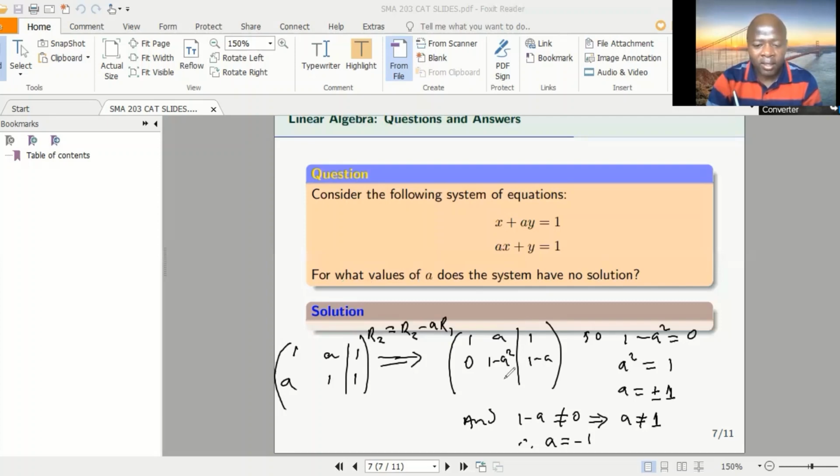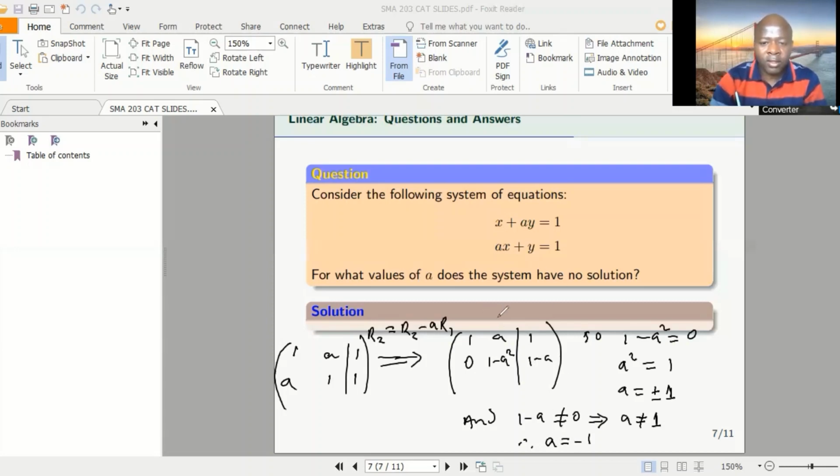And just check here. If A is negative 1, then the right side will be 2. The right side will be 2. And the left side here will be 0. So we can never have 0 plus 0 giving us 2. That means this system then has no solution if A is negative 1.